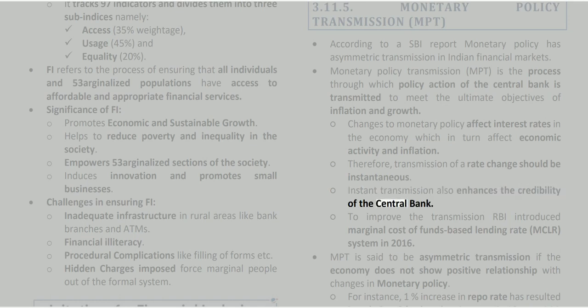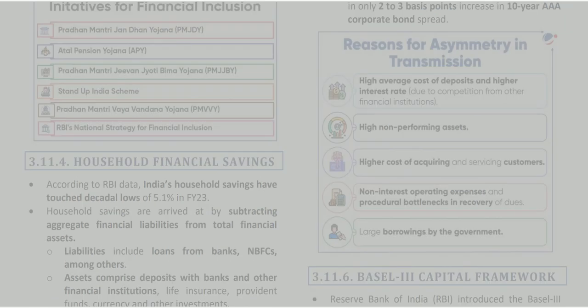To improve the transmission, RBI introduced the marginal cost of funds-based lending rate, MCLR, system in 2016. MPT is said to be asymmetric transmission if the economy does not show a positive relationship with changes in monetary policy. For instance, a 1% increase in repo rate has resulted in only a 2 to 3 basis points increase in the 10-year AA corporate bond spread. 3rd November 2006, Basel III Capital Framework.